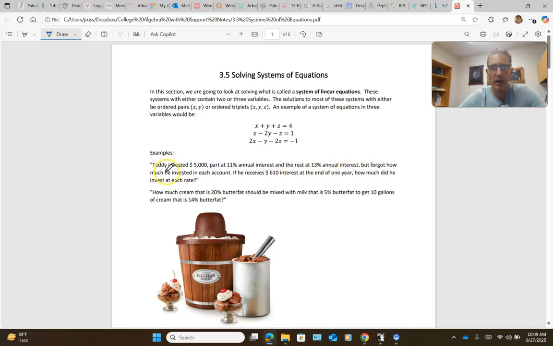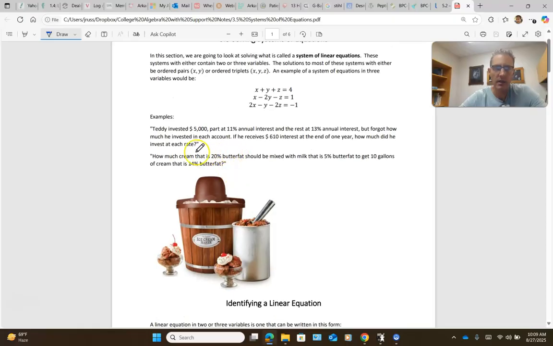And so the question is, well, how much did he invest in each of those accounts if this was the total amount that he made in interest? And so having a system of linear equations, we could solve this. And then one last one here. This one's similar to the solution problem earlier. It says how much cream that is 20% butterfat should be mixed with milk that is 5% butterfat to get 10 gallons of cream that's 14% butterfat. Okay, so this is another example in which a system of linear equations would allow us to figure that out.